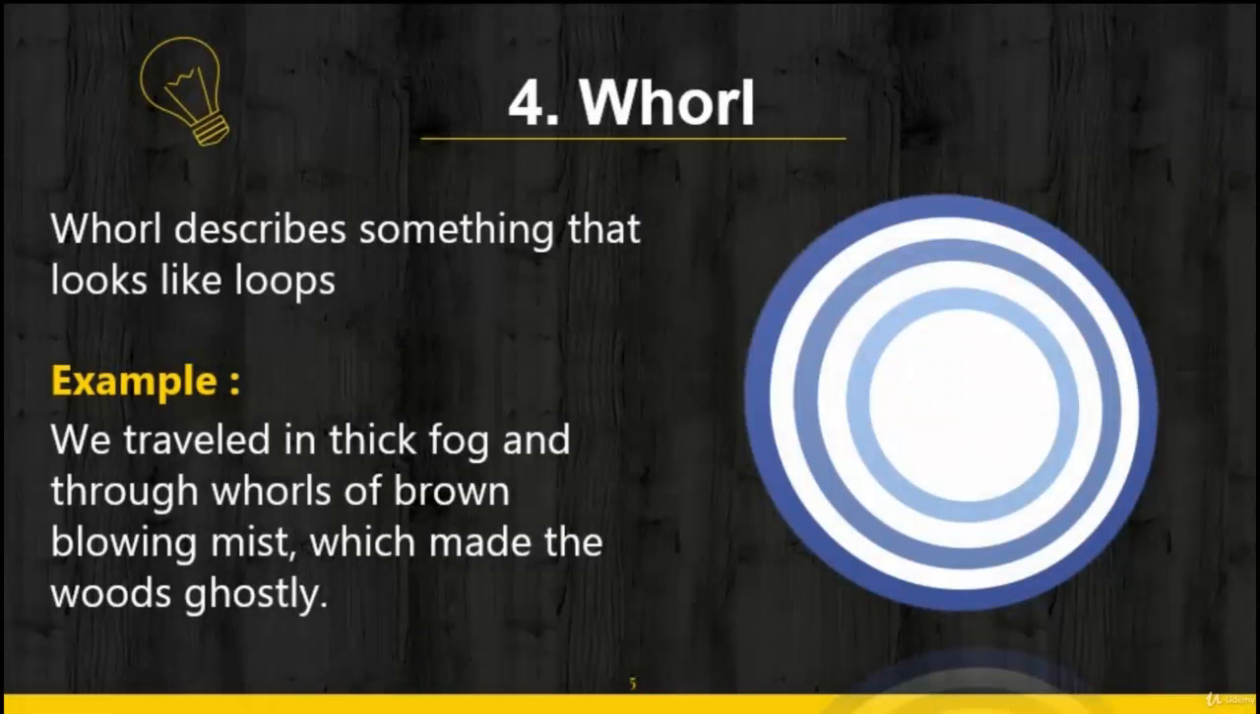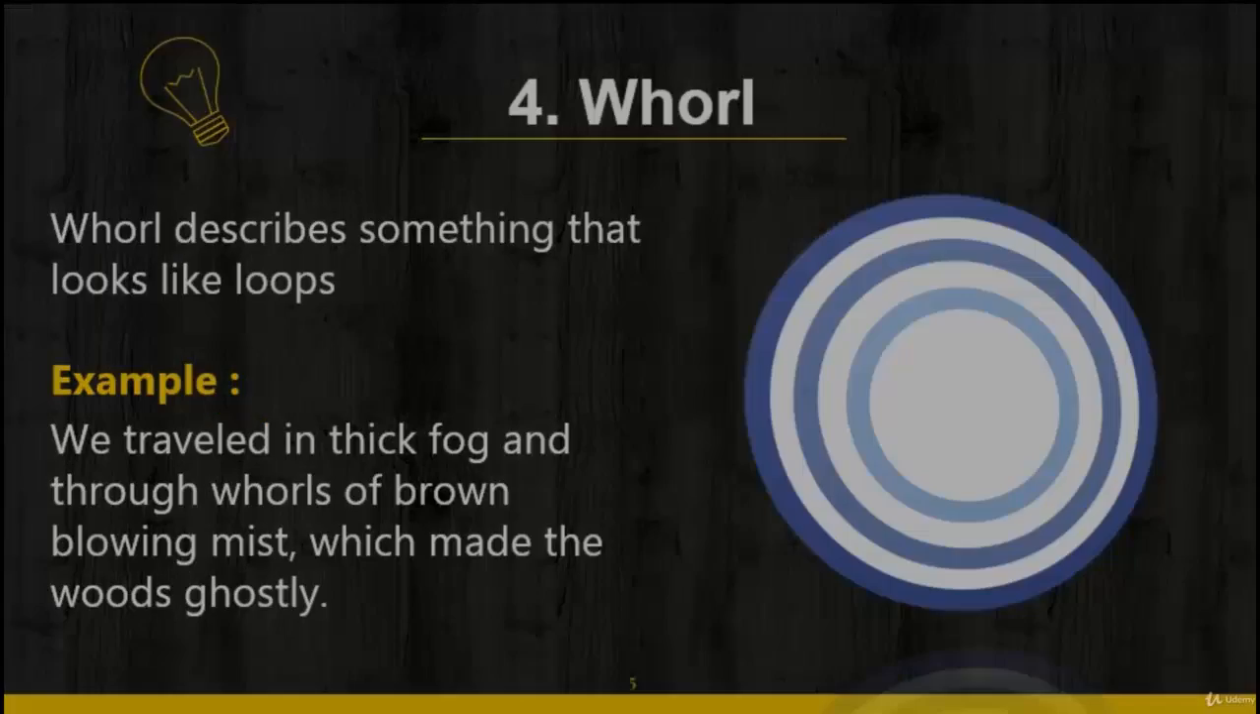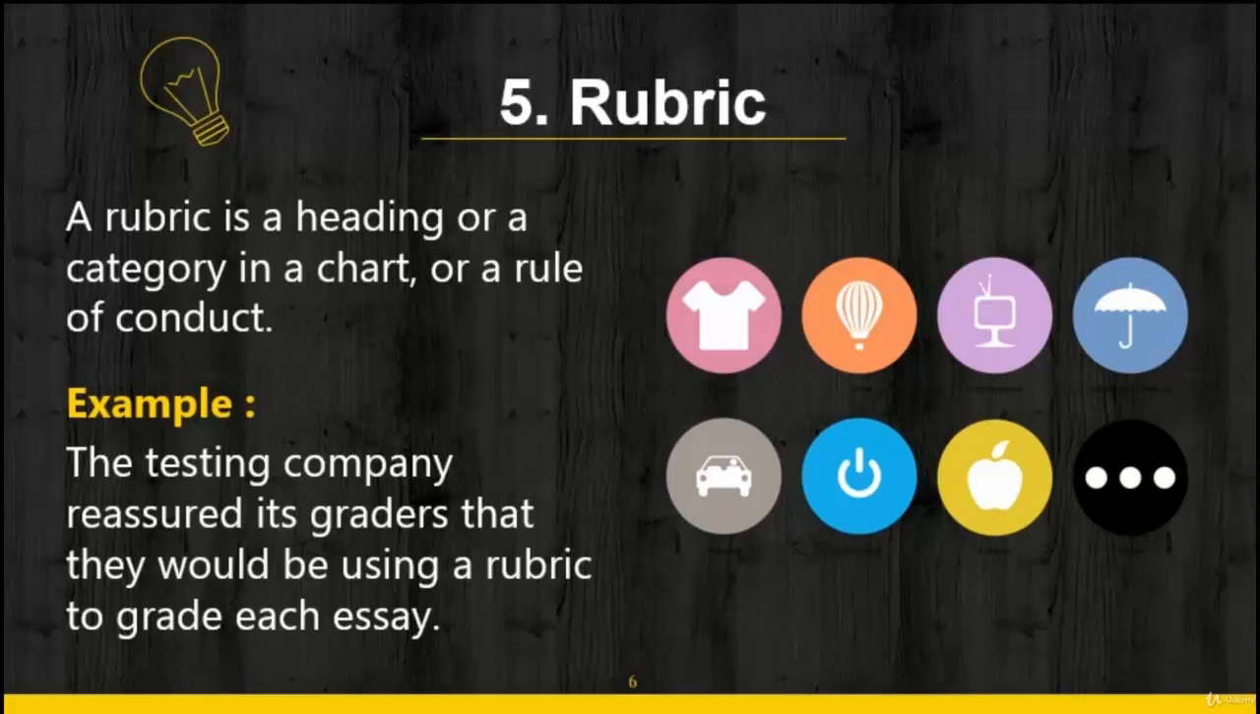Whirl. Whirl is to describe something that looks like a loop. For example, we traveled in the thick fog and through walls of brown mist, which made the woods ghostly. Rubric. A rubric is a heading or a category in a chart or a rule of conduct. So rubric is basically a set of rules. For example, the testing company reassured its graders that they would be using a rubric to grade each essay.